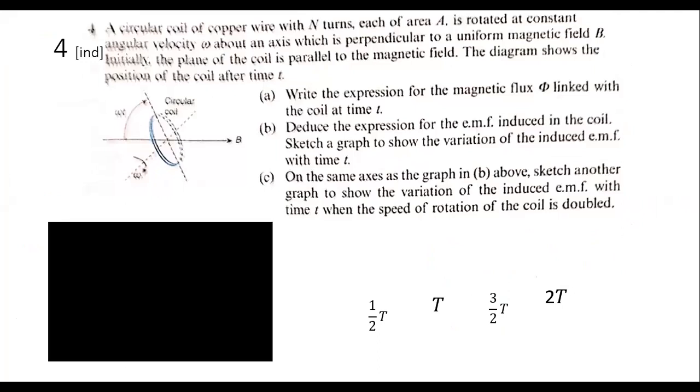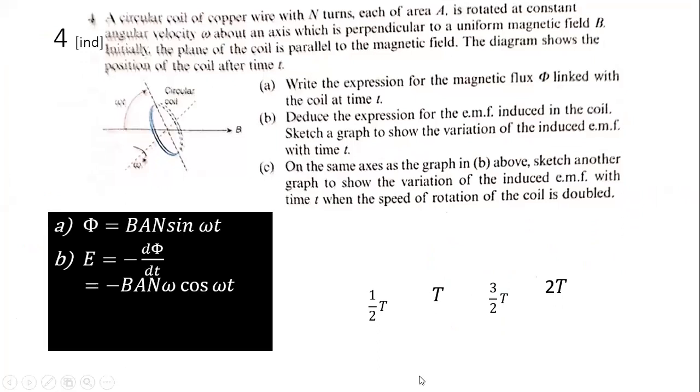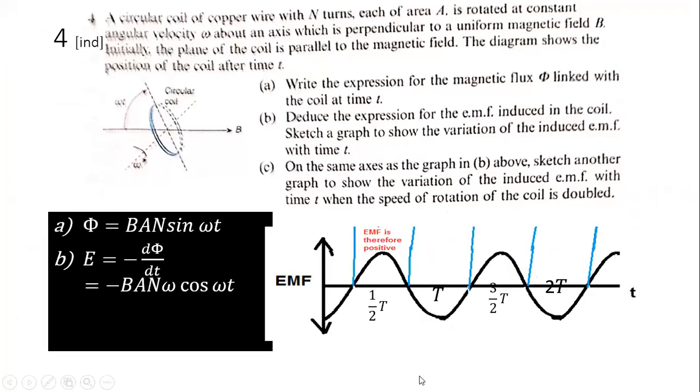Using computer to draw is not easy, so I have to get it from the internet. That's how the graph should look like. Okay. Then on the same axis above, sketch another graph variation. This is the second one, B, C.